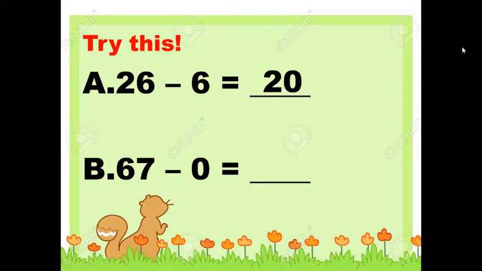How about in B? 67 minus 0. That's right. The answer is still 67 because 0 has no value. So we don't have anything to subtract in 67 because 0 has no equivalent value. So it means that whenever you are subtracting 0, the other number is just the same as your answer.